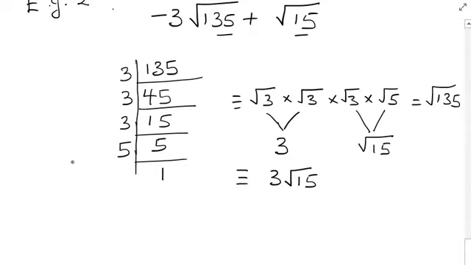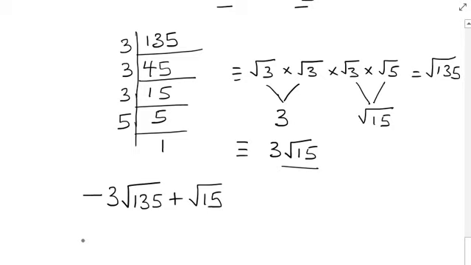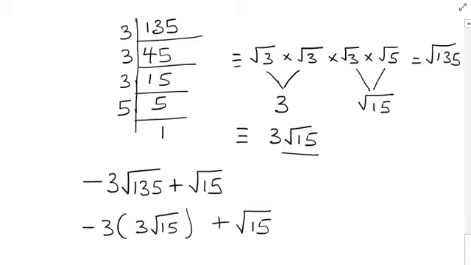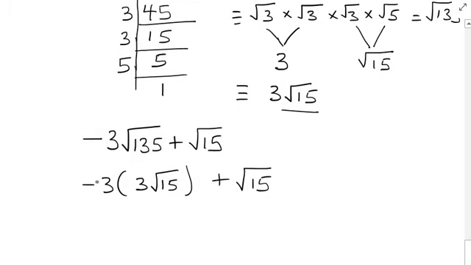Back to our equation above, I'm writing it down here again. This is the initial question, plus root 15. We have gotten what root 135 is, so we can plug it in down here. That is minus 3 into brackets 3 root 15 plus root 15. We can easily multiply our whole numbers. Minus 3 multiplied by 3 is minus 9. Then we put our root 15 plus root 15.